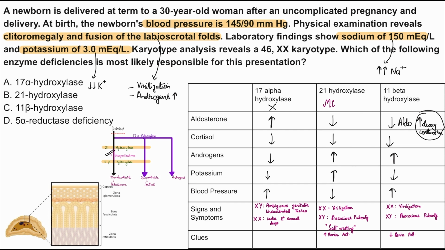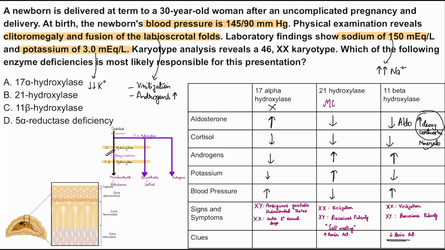And again, because the androgens are so high, the females are going to be virilized, the males will undergo precocious puberty. But because you have this mineralocorticoid activity going on, your mineralocorticoid activity is preserved, the renin activation will not be there. By feedback, renin activation will not happen here.